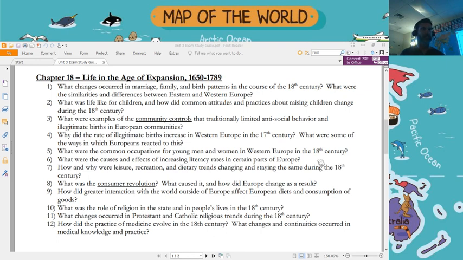So I wouldn't say that this means that parents loved their children more than they did in the past, but there's definitely more devotion of resources and energy toward raising children during the 18th century.